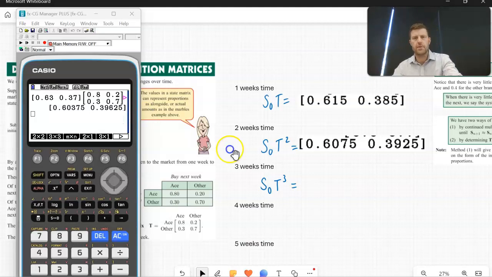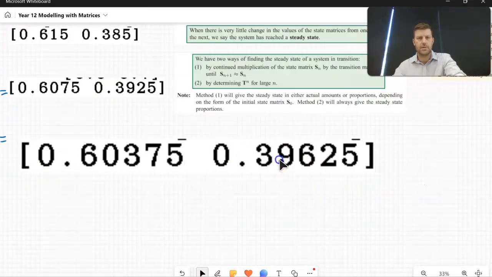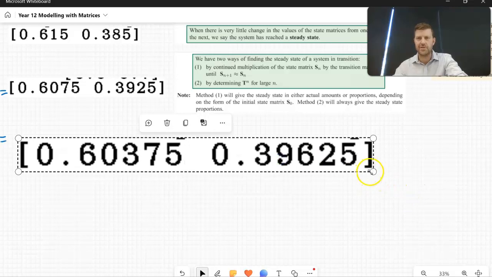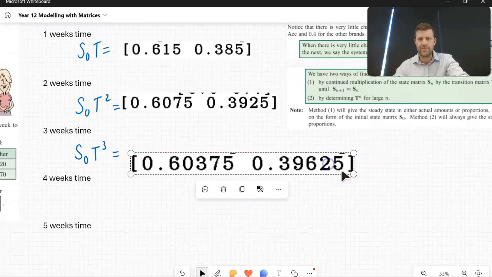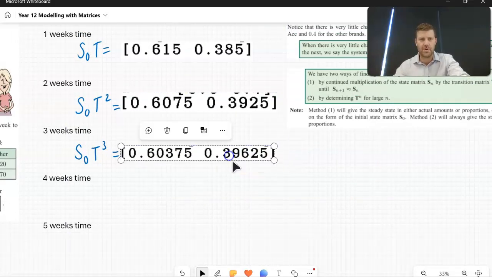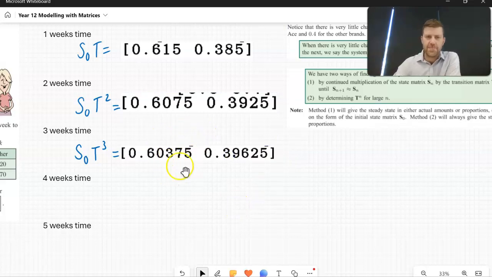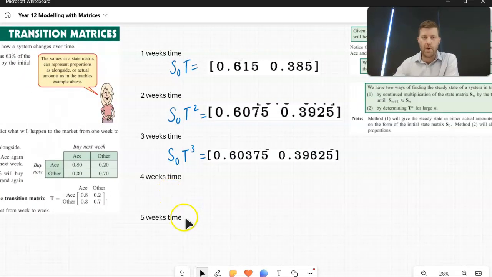And they're getting really big, these screenshots, aren't they, these days? What's happened? Anyway. That's more manageable. All right, so again, you can see that the market share for Ace is decreasing again. It's gone from 60.75 after 2 weeks to 60.375 after 3 weeks. Again, I'm going to do the same thing for 4 and 5 weeks.